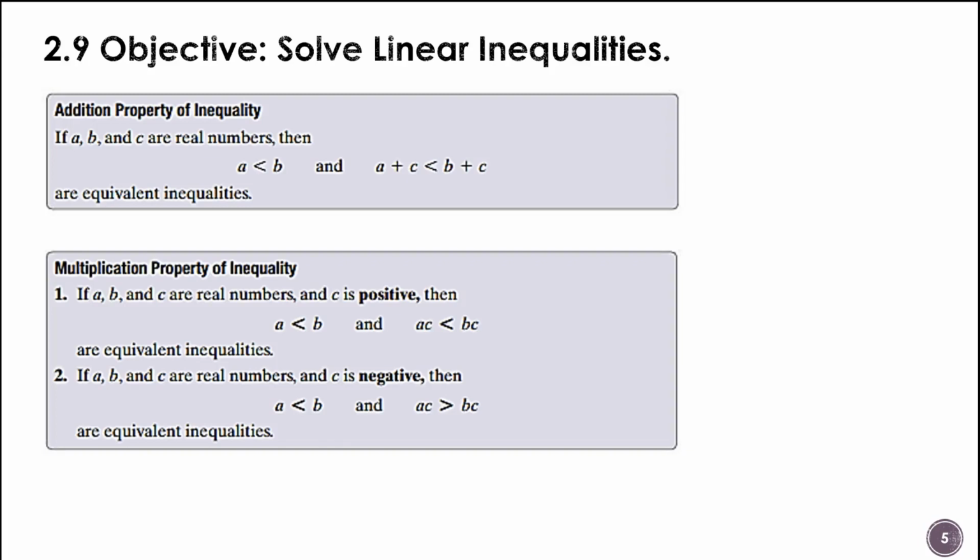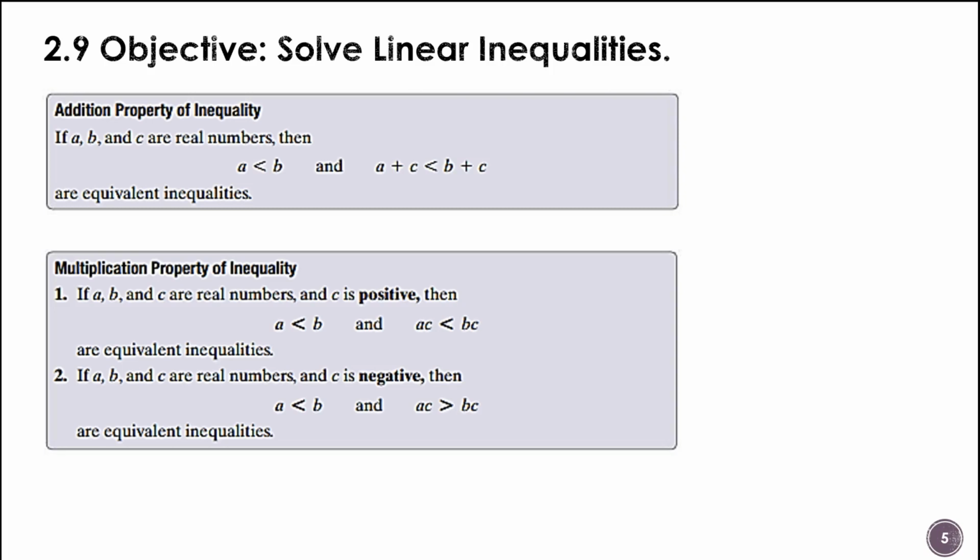Hi again, this is the second lesson for section 2.9, and now we're going to actually solve some linear inequalities. The solving process is similar to solving equations. As you can see, we have an addition property of inequality and we have a multiplication property. Remember, the addition property also includes subtraction and the multiplication includes division. Now there's one special thing that happens when we're dividing or multiplying on solving inequalities.